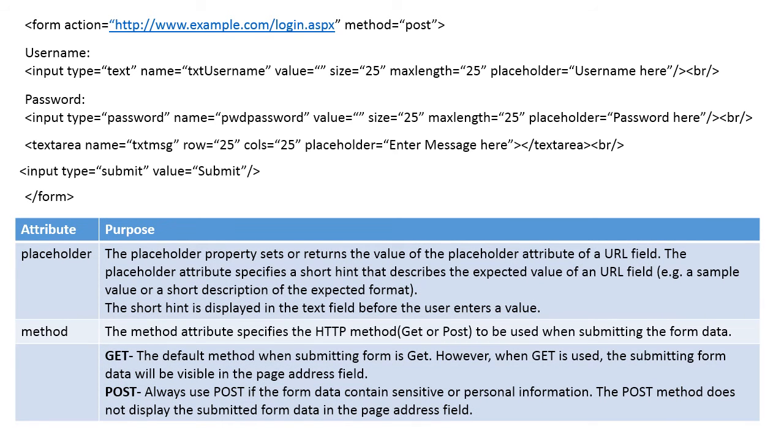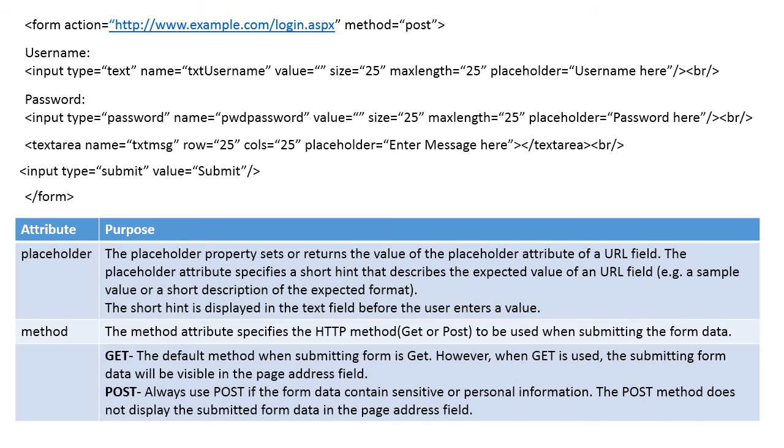So I want to explain the two attributes that I listed. We have the placeholder. The placeholder property sets or returns the value of the placeholder attribute of a URL field. The placeholder attribute specifies a short hint that describes the expected value of a URL field, e.g. a sample value or a short description of the expected format. The short hint is displayed in the text field before the user enters a value. So a placeholder will be there in gray color. Immediately you start to enter characters, the placeholder will disappear.